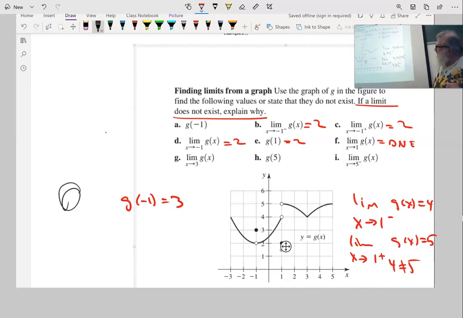All right. Then the next one is x approaches 3. So that's a two-sided limit. As we approach 3 from this side, what's happening to those coordinates? They're going towards 4. As we're going to 3 this side, they're also going to 4. And so the two one-sided limits do agree. And then g of 5, we go to 5, and g of 5 looks like it's also 5.